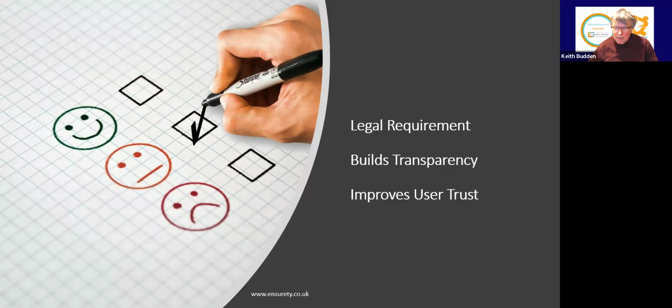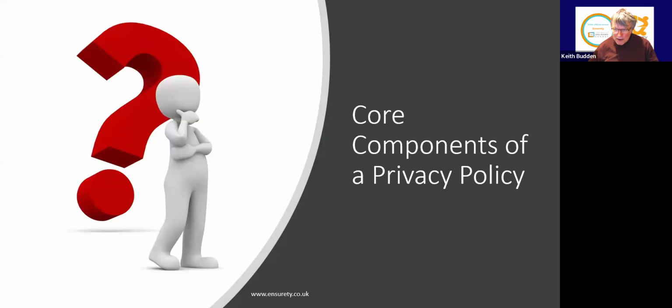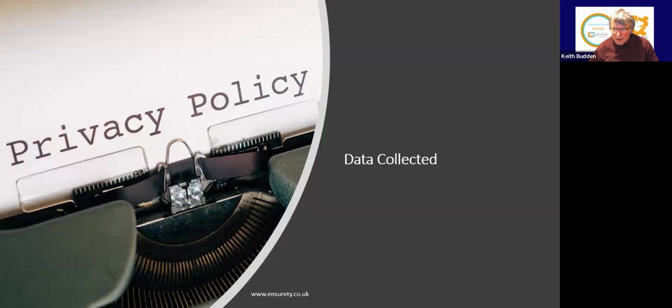So what are the core components of a privacy policy? I'm going to break down each of these components so you can create or review your own policy with some confidence. First is just what data are you collecting, who from, and how are you collecting it. And then almost on the back of that is, once you've established that, then why are you collecting it?